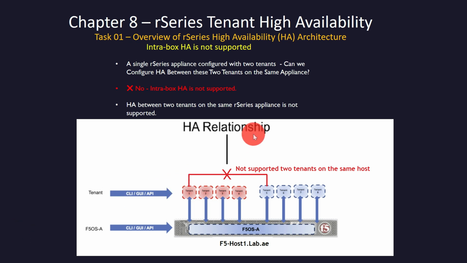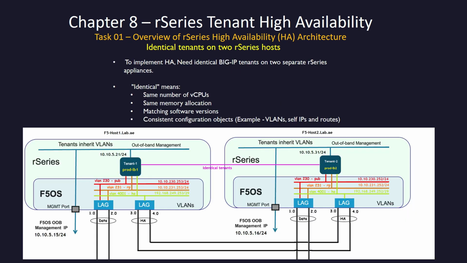Alright, I have a single rSeries appliance configured with 2 tenants. Can I configure high availability between these 2 tenants on the same appliance? Is it okay? No. Intra-box HA is not supported, meaning HA between 2 tenants on the same appliance is not supported.